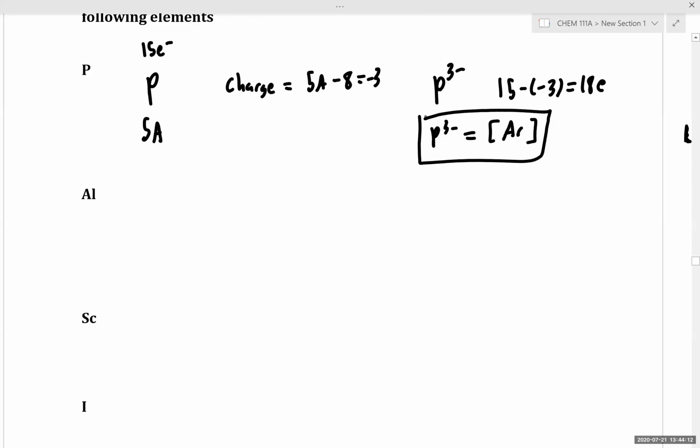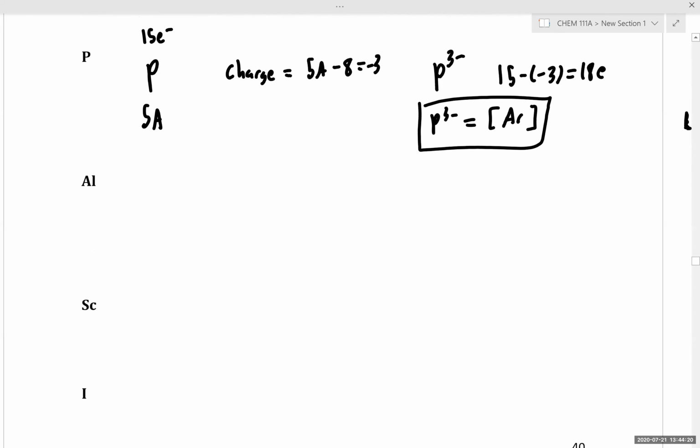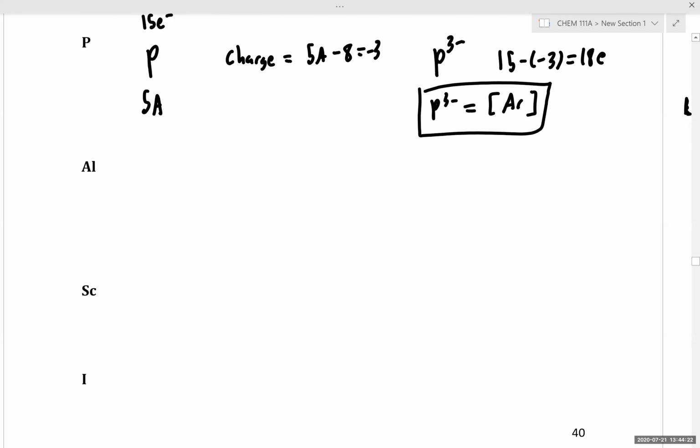Does this example make sense to everyone so far? Okay, let's take a look at the following 3 additional elements. Let's try to write out the preferred ion formed from each of these atoms, and then I'd like you to write the configuration of that ion formed. And just make sure you're careful with noting whether the charge is positive or negative.